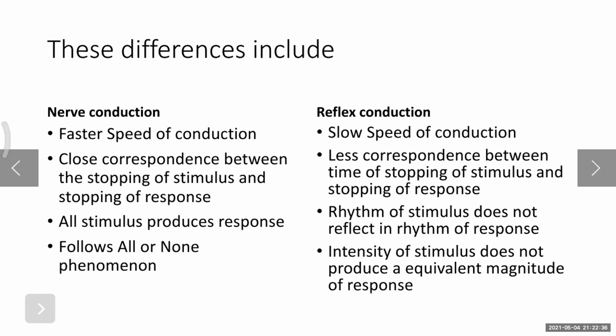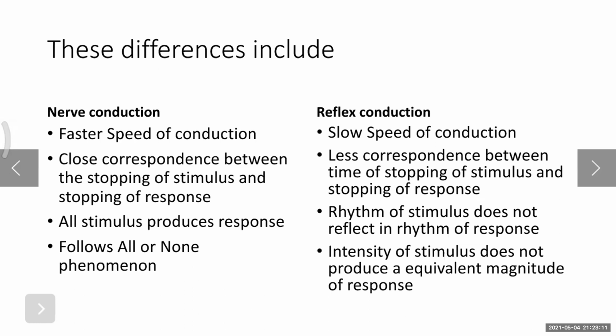The next one is he saw that whenever a nerve was stimulated, all the stimuli produced a response. But in a reflex conduction, there was a particular rhythm, which means that all the stimuli were not producing all the responses. So he said that there is a rhythm to the response which comes out of a reflex arc, and it can be variable. The fourth one, the rhythm of stimulus doesn't produce a similar rhythm of response.